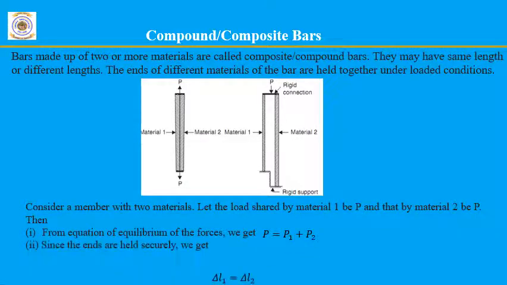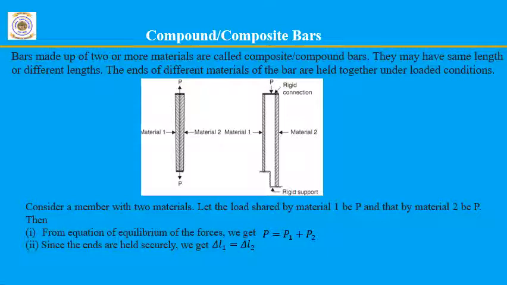One is the load. The total load acting on the composite bar is distributed to the two elements. Therefore, P is equal to P1 plus P2, where P is the total load acting on the member, P1 is the load carried by the first material, and P2 is the load carried by the second material. So the loads carried by the first and second materials add up to the total load.